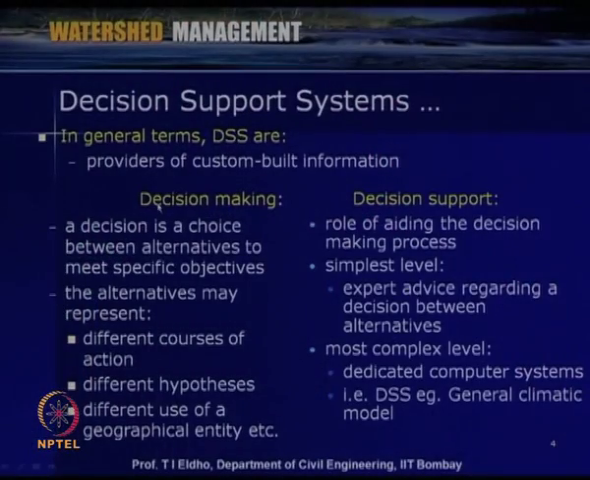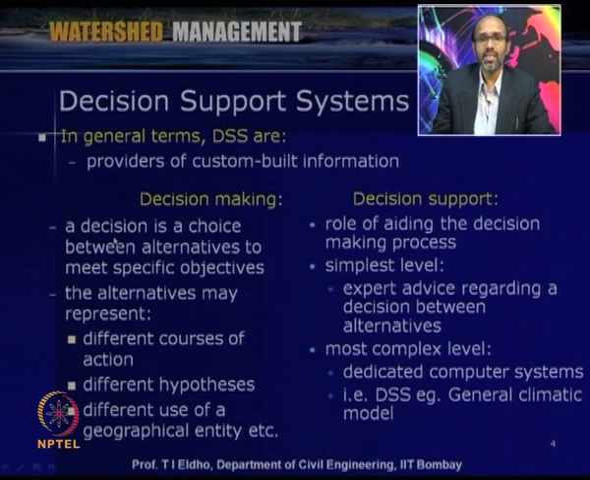So, that way when we look into the DSS or decision support system, say two processes are there. One is the process of decision making, and then the various things which support the decision. So, that way we can see the differences between the decision making and the decision support. So, decision making is, as I already mentioned, actually a decision. A decision is a choice between alternatives to meet specific objectives.